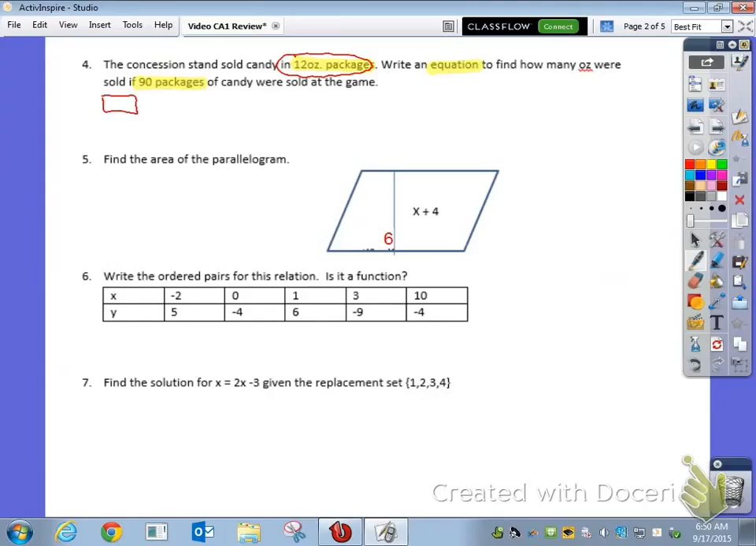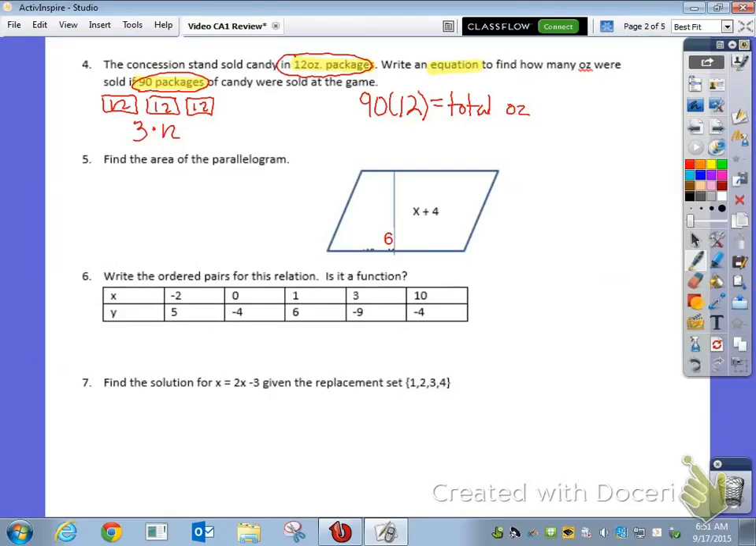So one package has 12 ounces, another package has 12 ounces, another package has 12 ounces. So if I had 3 packages, I could add those, or I could do 3 times 12. But I don't have 3 packages, I have 90 packages. So I need to say 90 times 12. And 90 times 12 would give me the total amount of ounces.